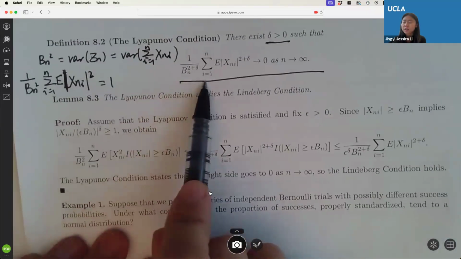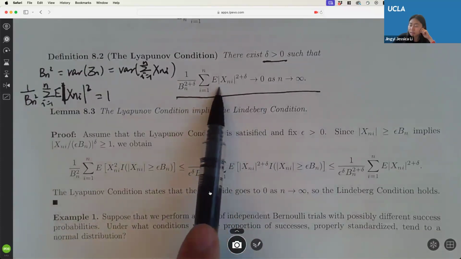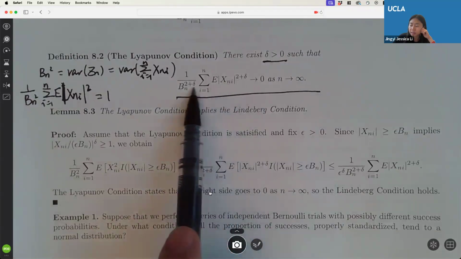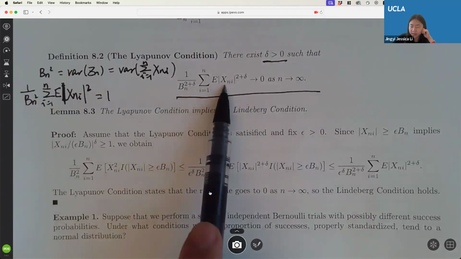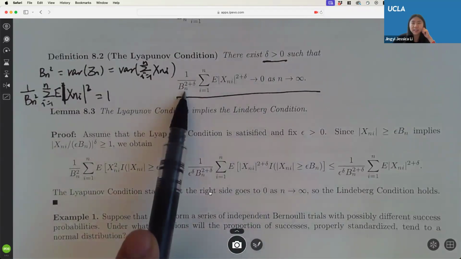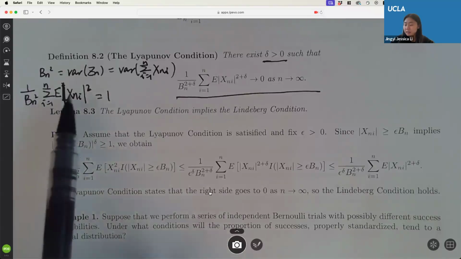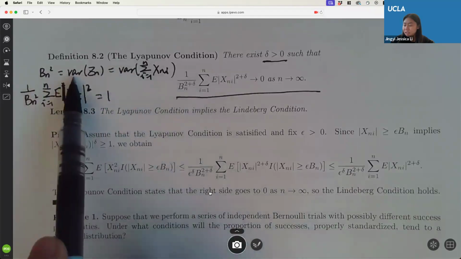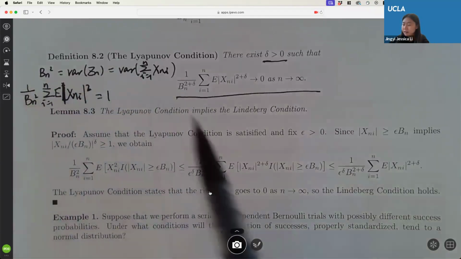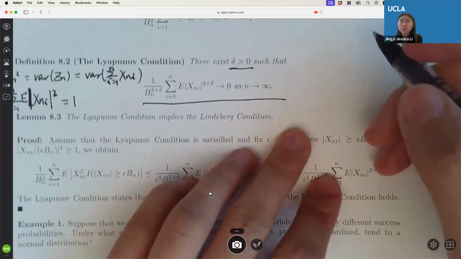So what does this imply intuitively? It implies that if you have a power greater than 2, then the increase in the sum of expectations here is not as fast as the increase in the denominator. The denominator increases faster. Because here, the B_n squared is like the sum of this, right? So essentially, let me say it another way. Maybe you can make it more straightforward.